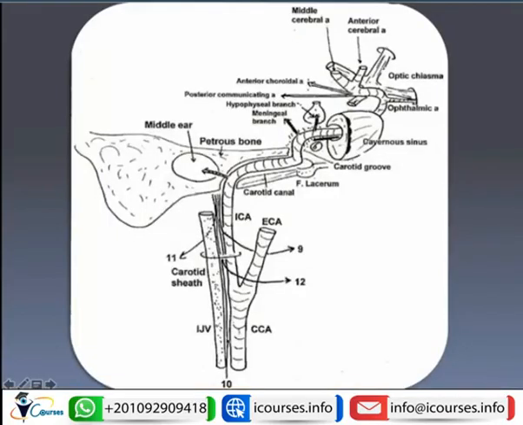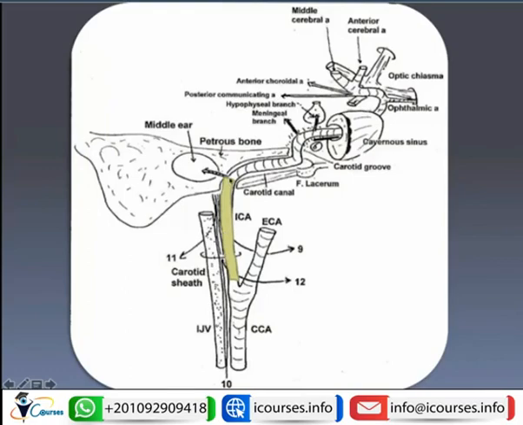So let's revise it again. This is the common carotid artery in line with the internal jugular vein. It will divide into external carotid artery and internal carotid artery. There will be internal carotid artery within the internal jugular vein and vagus nerve in the carotid sheath. So it will start first by the cervical part passing into the neck. This part has no branches.